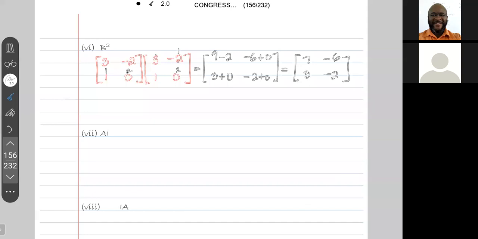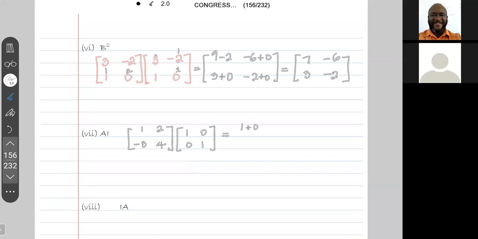Next, we're going to multiply A by I. So A is [1, 2; -3, 4], multiplied by I, [1, 0; 0, 1]. So I is the 2 by 2 identity matrix. Row by column, 1 times 1 is 1. 2 times 0 is 0. So that's top row, left column.